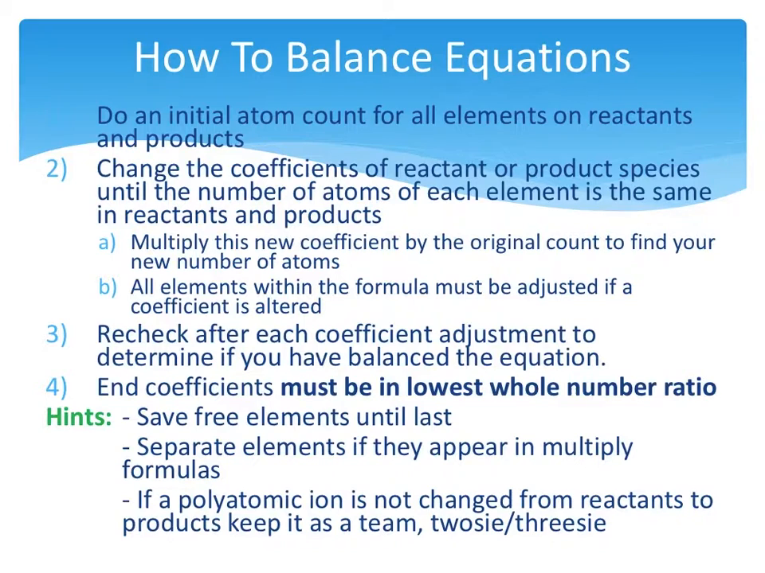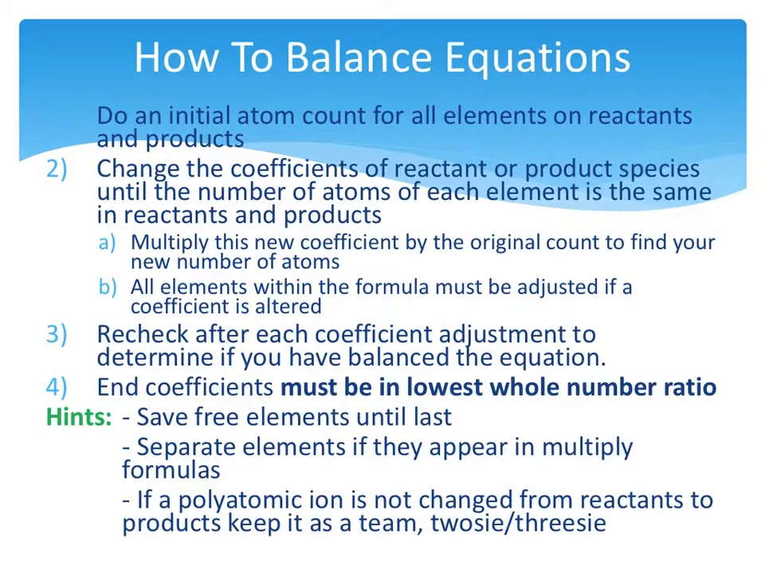Now, we may only have to change one thing. We may change coefficients on all of the products and reactants, or only some of them. We're going to multiply this new coefficient by the original count to find our new number of atoms. All the elements in the formula must be adjusted if a coefficient is altered. Don't forget, when we put a coefficient, which is the number in front of a molecule or a formula unit, everything in that molecule or formula unit gets adjusted.